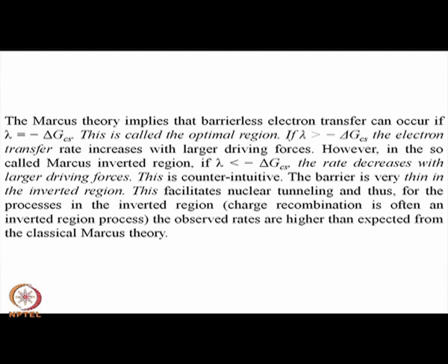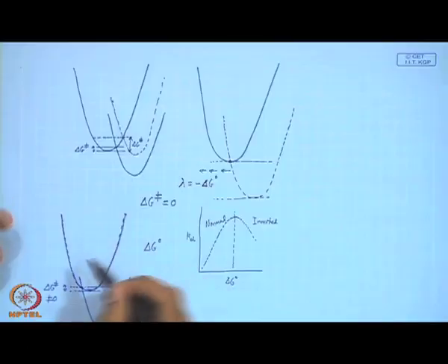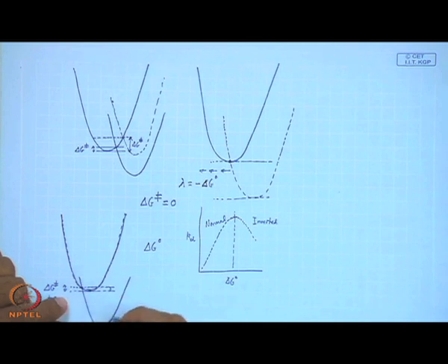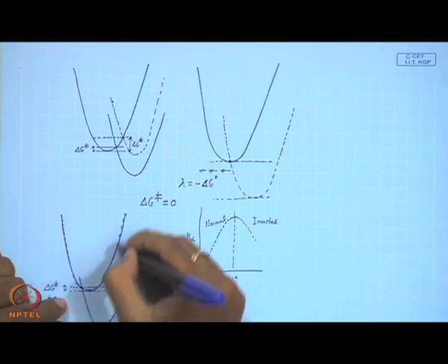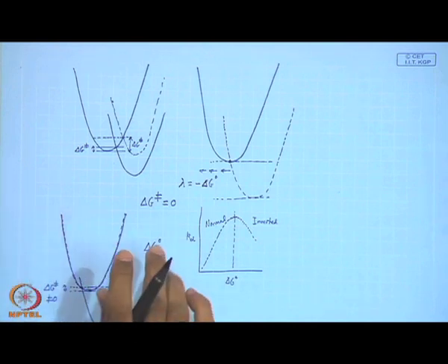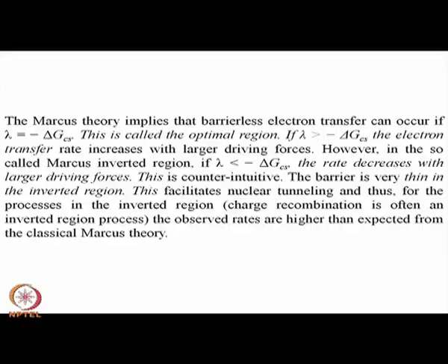Now, basically what is happening in this thin region, thin means this is very thin. There is some vibrational overlap of this product surface and the reactant surface, this vibrational wave function, and that actually facilitates the nuclear tunneling. And these are basically the processes in the inverted region.